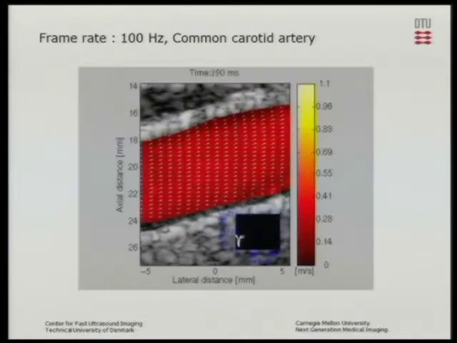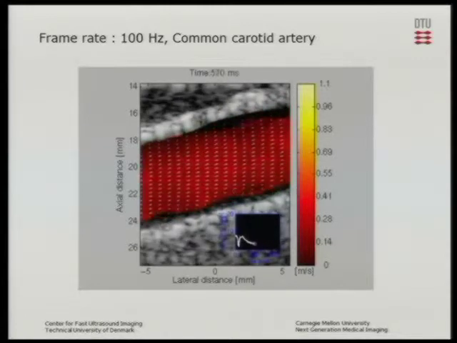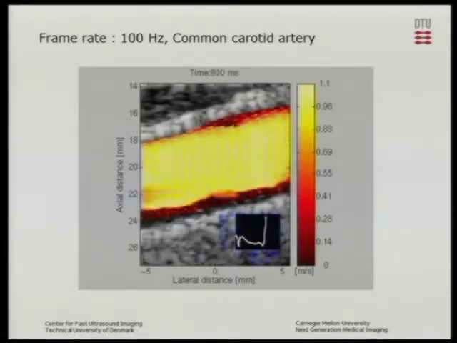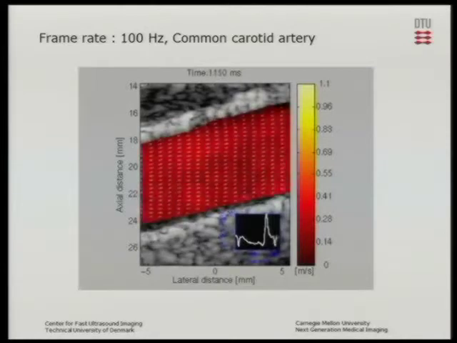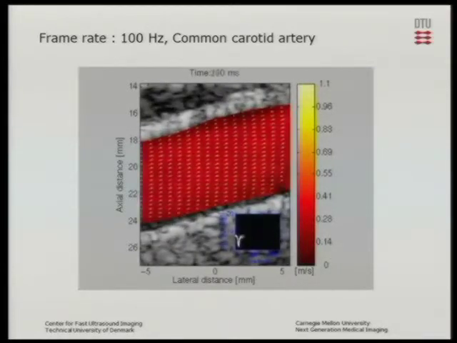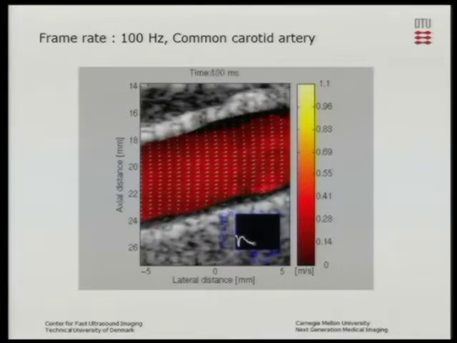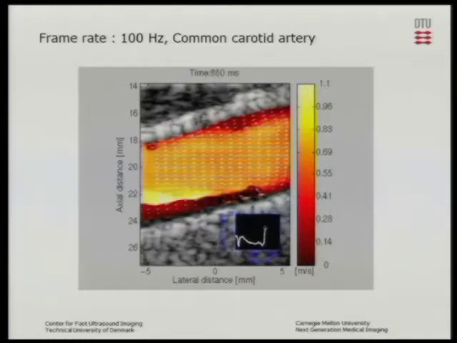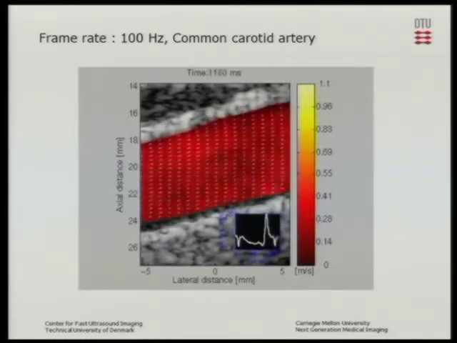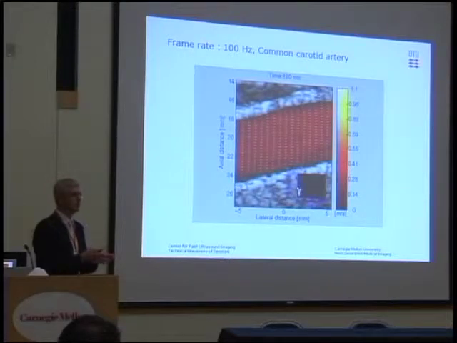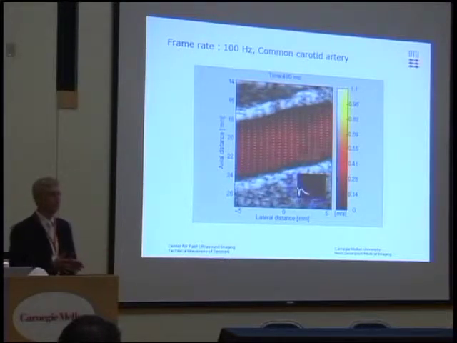Here is an example where we have a frame rate of 100 Hertz. I've slowed it down. Here comes the systole. You can see the strong acceleration, and then it dies down. So you can start seeing these kinds of things with a good temporal resolution. And I think that's important for valves and vortices and all these kinds of complicated things that we see in the body.